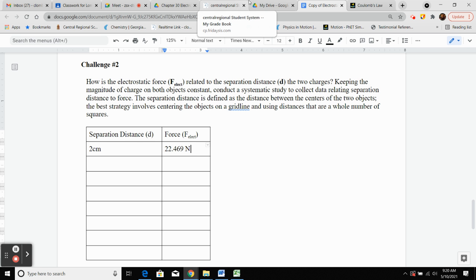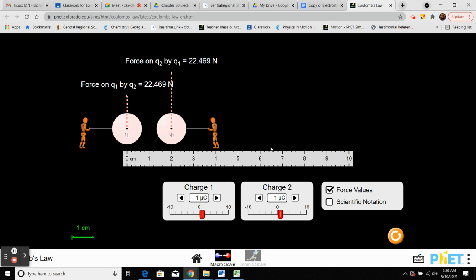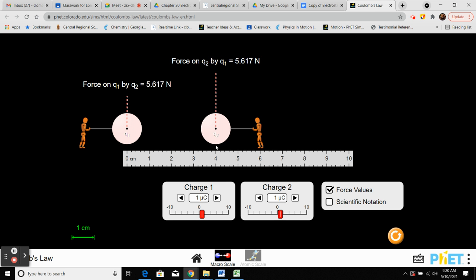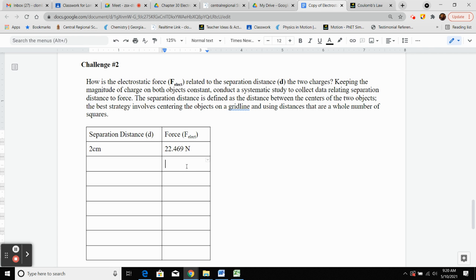Okay, so let's double our distance between them. What's double of 2? So let's go to 4. Now, did the force increase or decrease? It decreased. Now what is the value here? 5.617. And this was 4 centimeters.